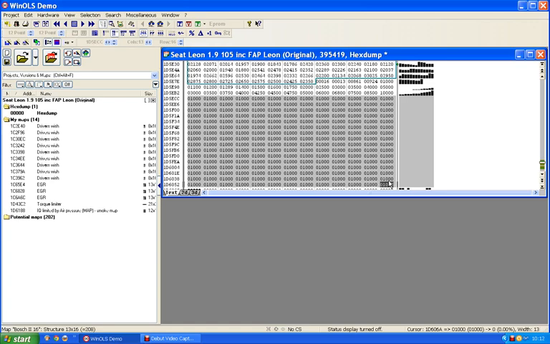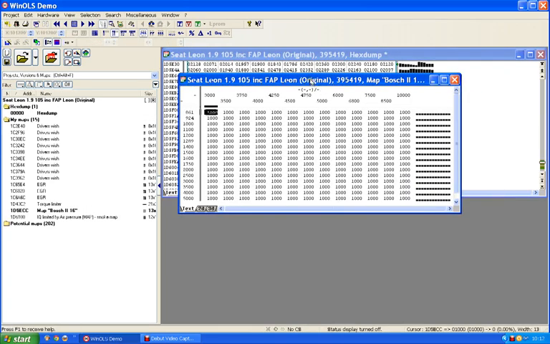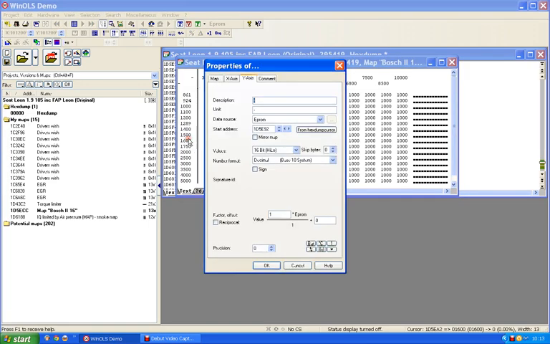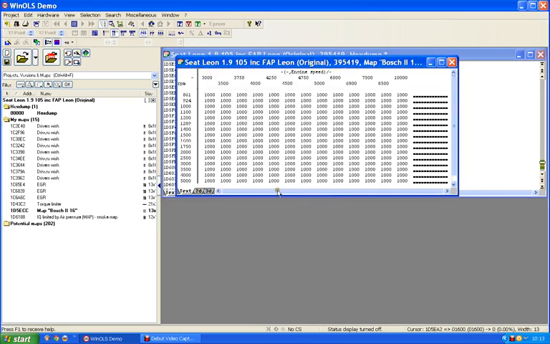So if I press K, now with luck, and it looks like it has happened, WINOLS has found most of this for me, and it has. There I've got what I should imagine is my engine speed, so I'll just put in there engine speed, and in there I'll put revs per minute. I'll just OK that so I can get it out of the way.